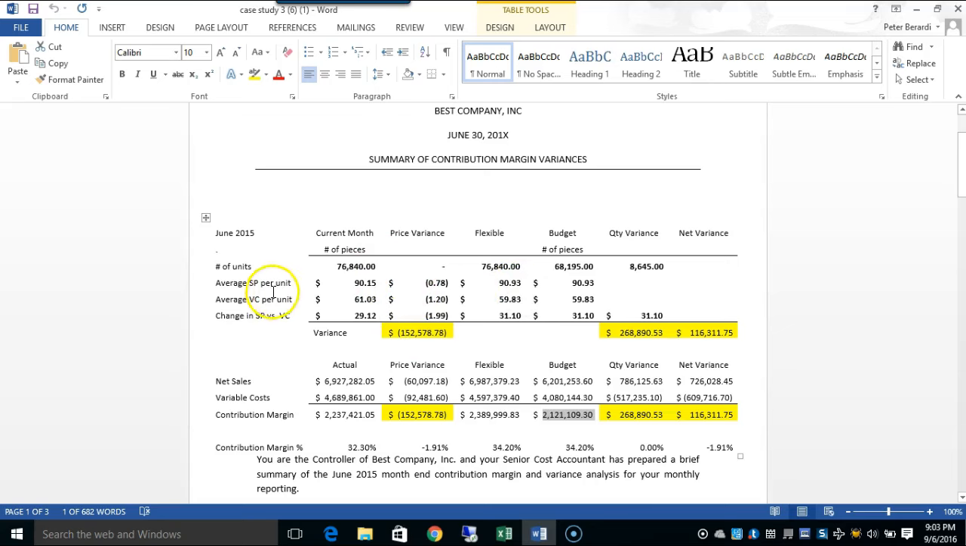The average selling price per unit is $90.15, and we sold 76,840 of these units, which equals $6,927,282. The average variable cost per unit is $61.03, times the same number of units, which gives you $4,689,861. Therefore, we have a contribution margin of $2,237,421, which is $29.12 per unit. Our contribution margin percent is 32.3%.